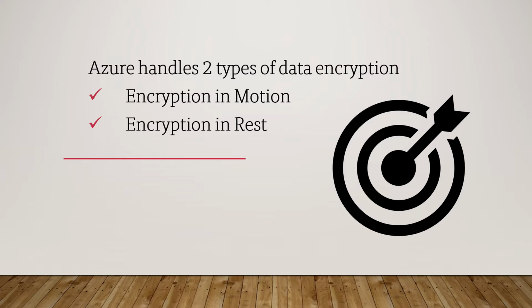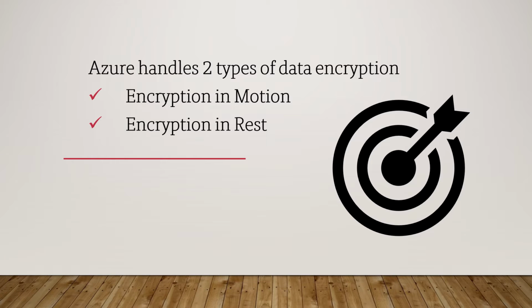When we are talking about Azure encryption, there are two types of data encryption that Azure handles. The first is encryption when the data is in motion, and the second is when the data is at rest. How the data gets encrypted in motion and at rest is handled by Azure, and we will see that in this topic.